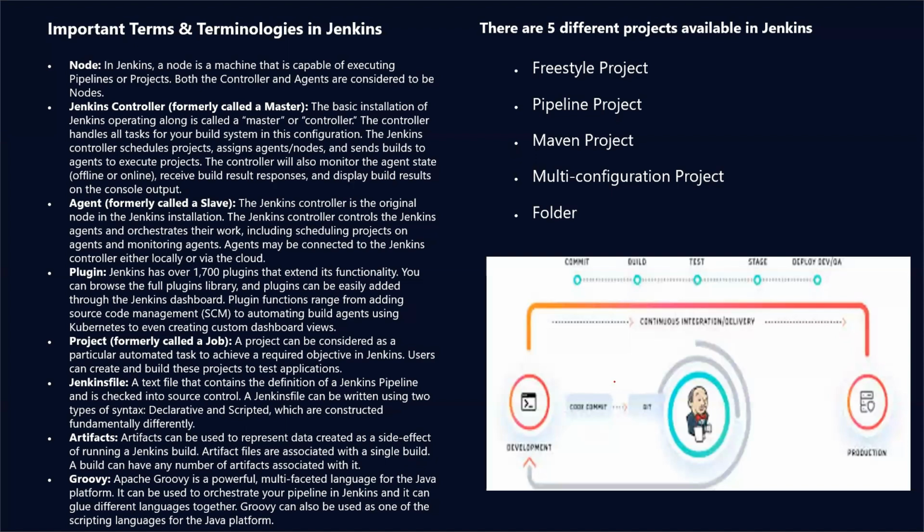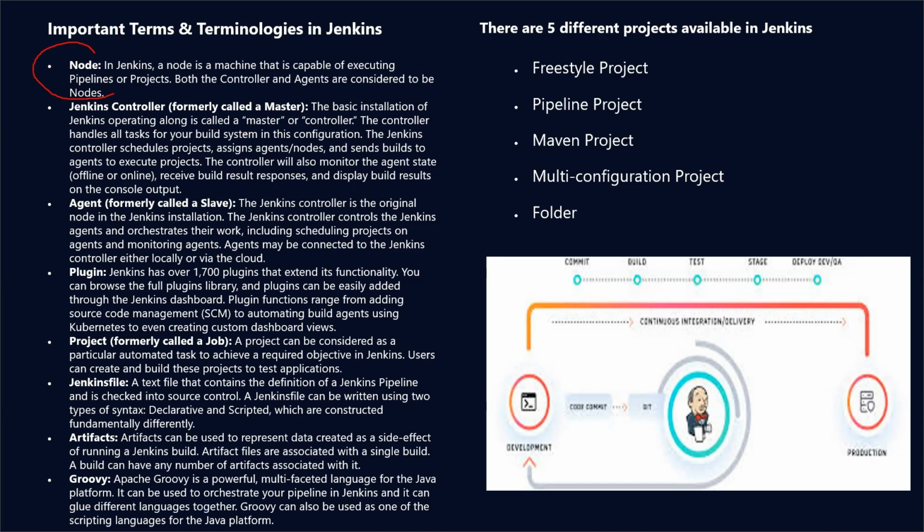So important terms and terminologies we use in Jenkins. First is node. What is node? We should understand in Jenkins. So in Jenkins, there are master node, worker node. A node is a machine actually, a server or a machine. So we call the Jenkins that is node. A node is a machine that is capable of executing the pipeline or projects. Both the controller and agents are considered to be nodes. Okay. So you can understand in a simple way. Node is a server. If you understand what is server, operating system, node is that of Jenkins. So we call it as node.